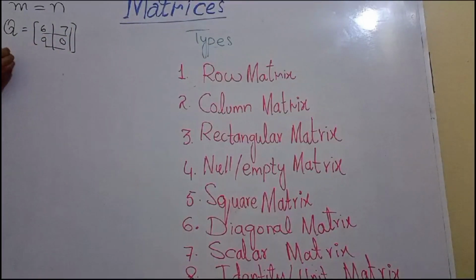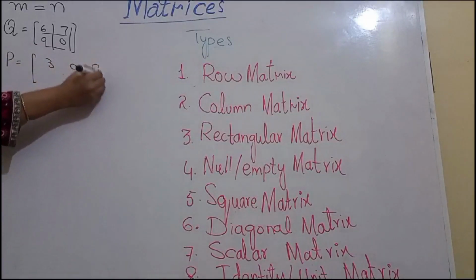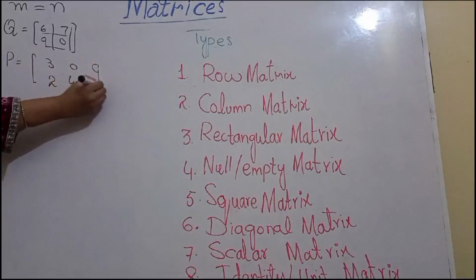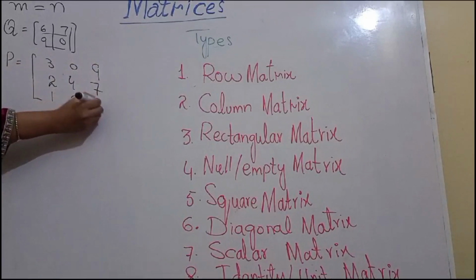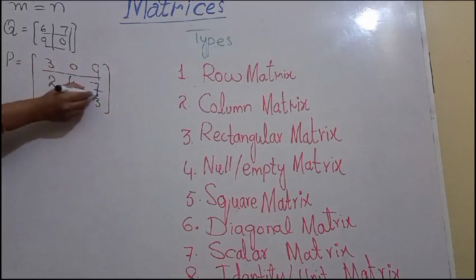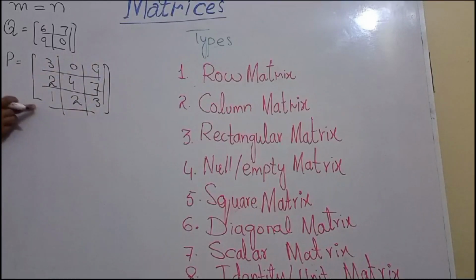Let's take an example of 3 cross 3. Like we write P 3, 0, 9, 2, 4, 7, and I'm just taking random numbers 1, 2, 3. So here friends, there are 3 rows and 3 columns. That means this matrix is a square matrix. So any matrix that contains the same number of rows and the same number of columns is in the category of square matrix.